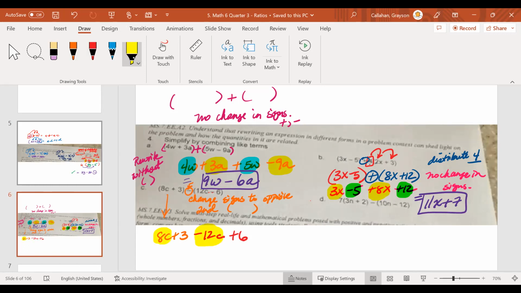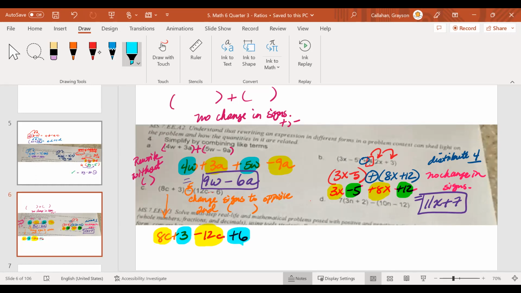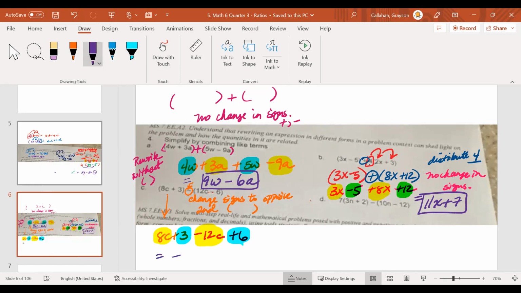Combine the C's together. How many C's do you have then? Eight minus 12 is? Negative 4C. How many numbers do you have? 3 plus 6 is?